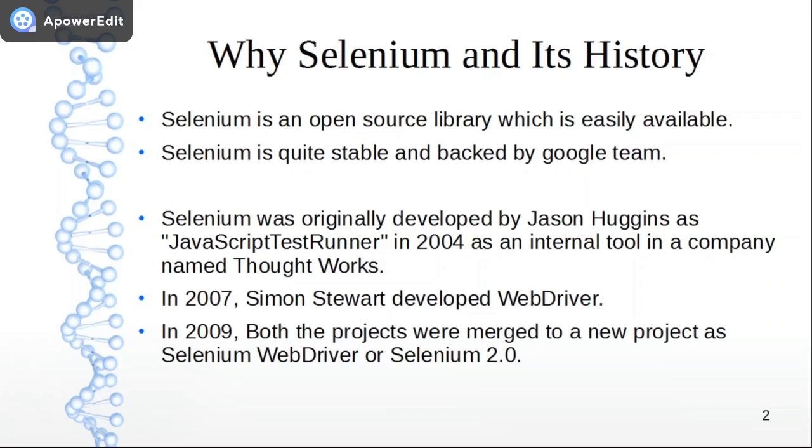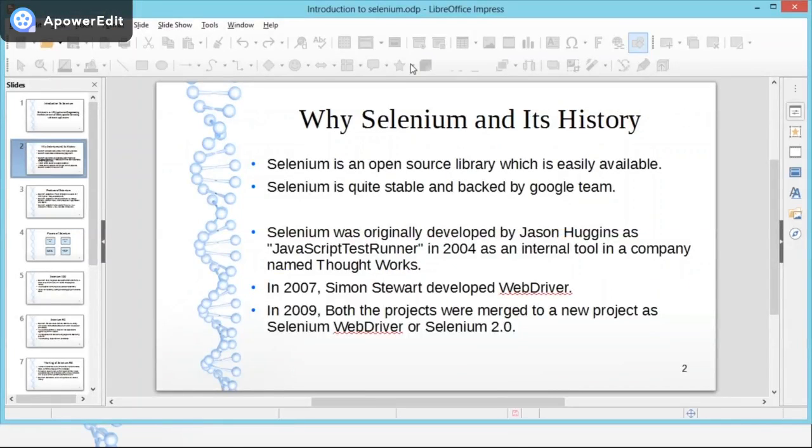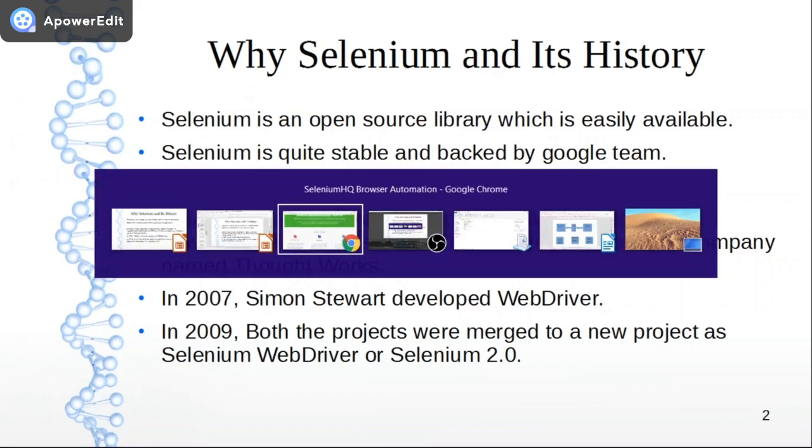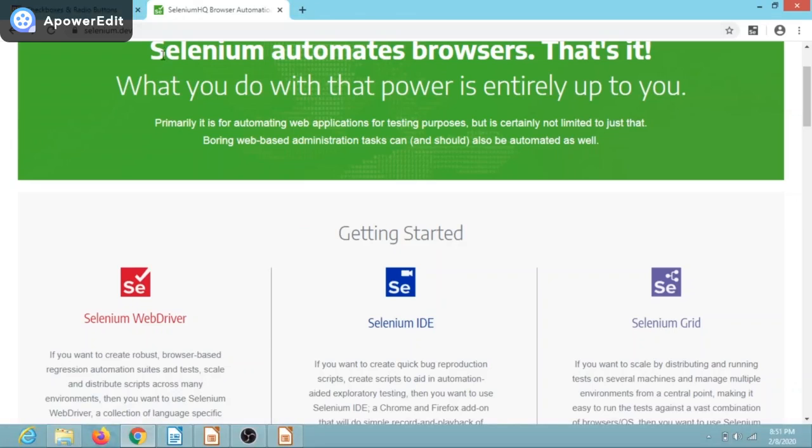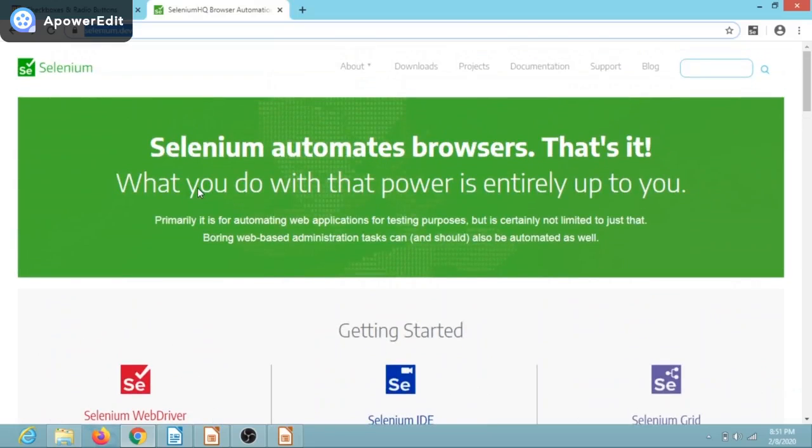So let's move to why choose Selenium over any other tool or API in the market like UFT, Katalon, TestCafe, etc. Selenium is an open source library which is easily available, so you can download it from its website. The website name is selenium.dev, and it was previously seleniumhq.org.